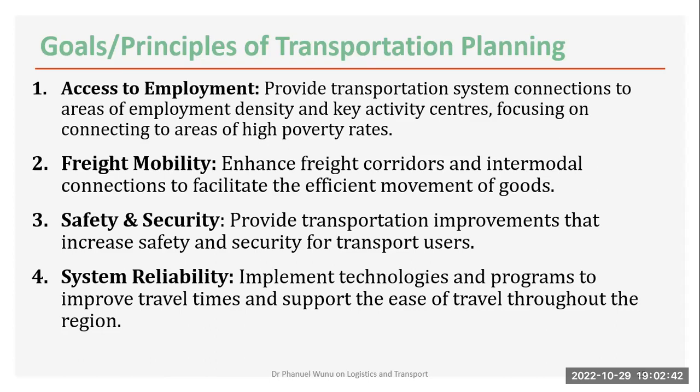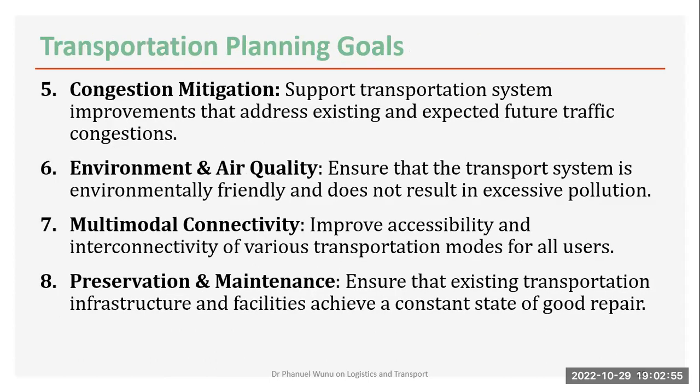Okay, then system reliability, to be sure that there's a transport network and system that gives people the ability to predict their travel times and all that. Congestion mitigation: we don't want a transport system that results in high congestion on our highways. And we also look at environment and air quality. If there's congestion, like the previous point, which is number 5, then there can also be environmental and air quality issues.